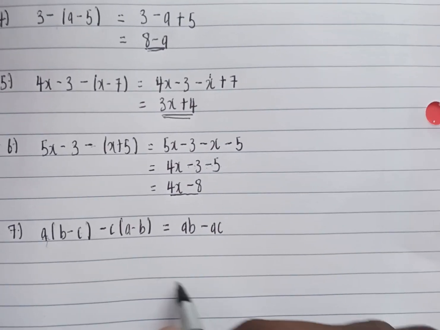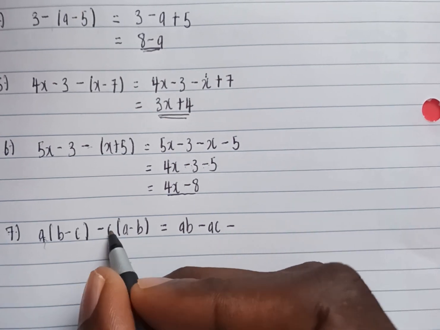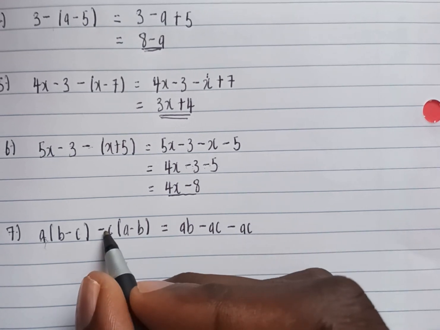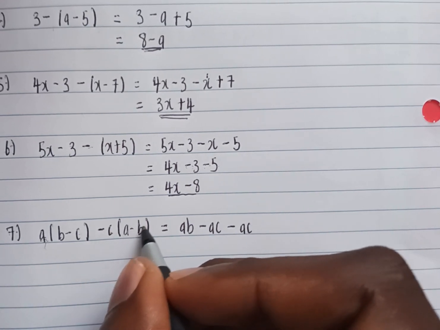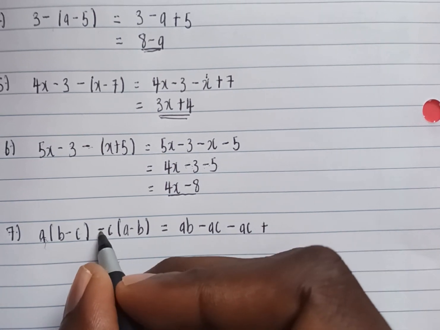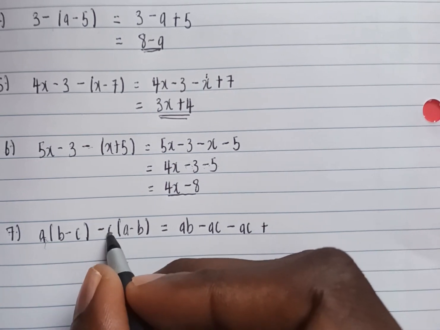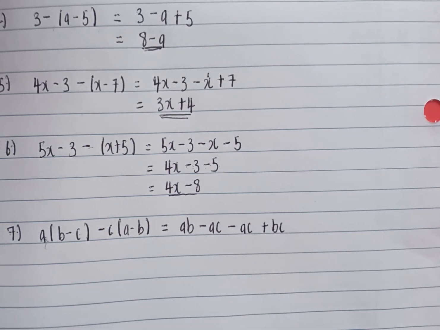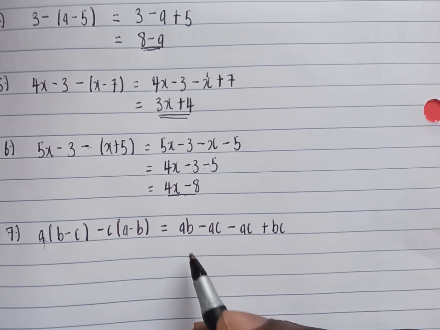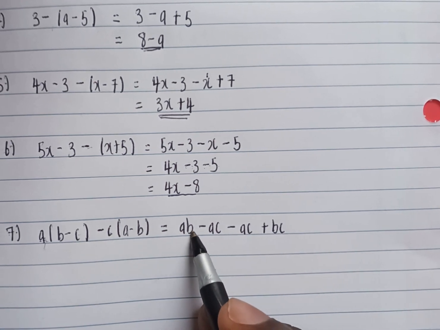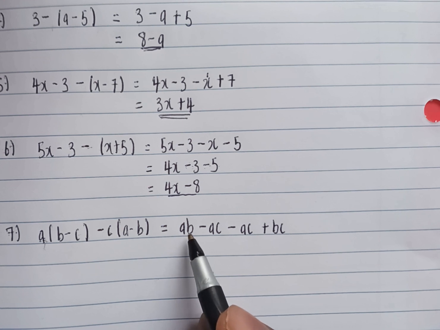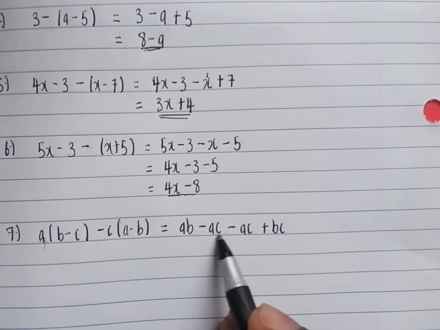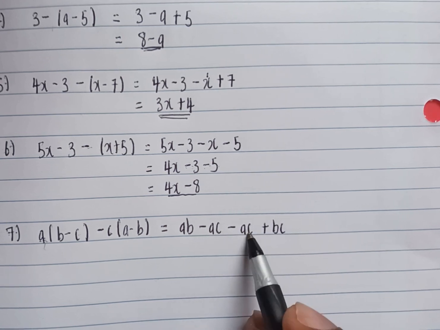I do the same thing here. So I have minus C times A, which is CA or AC, since multiplication is commutative. I have minus C times minus B, which is positive. Remember the minus sign: minus times minus is positive. Then C times B, CB or BC. Now I try to see whether I have like terms. I see that AB is not identical to AC, but AC is identical to AC. These two terms are like terms, so this can be evaluated.